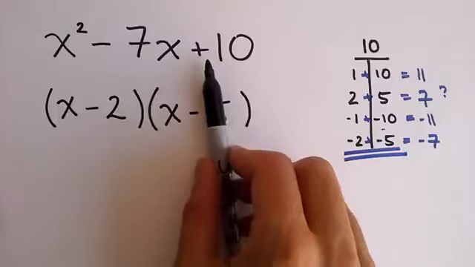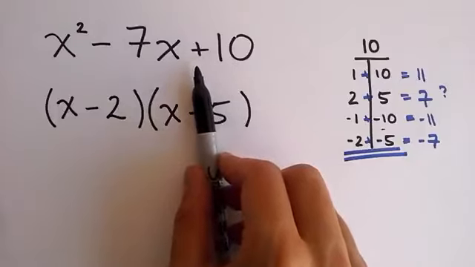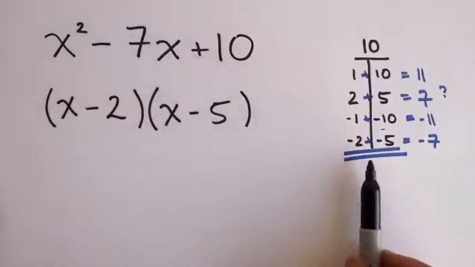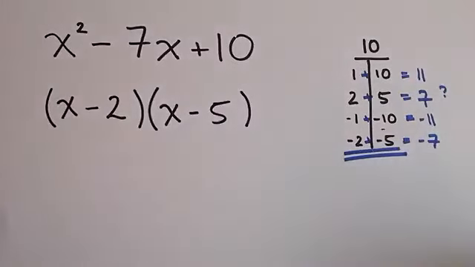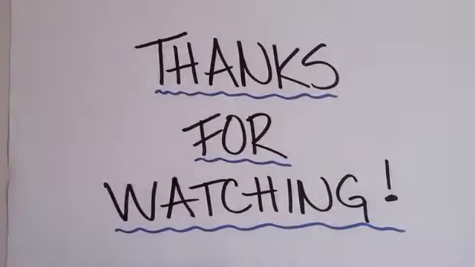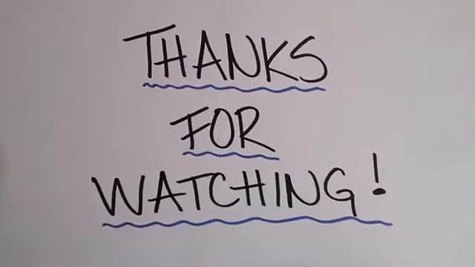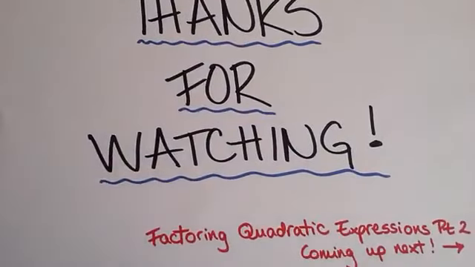Pretty much a tip for this is that whenever you see a negative sign, either in the second or in the third terms of your quadratic expression, you always need to check out the negative factors of your constant term.